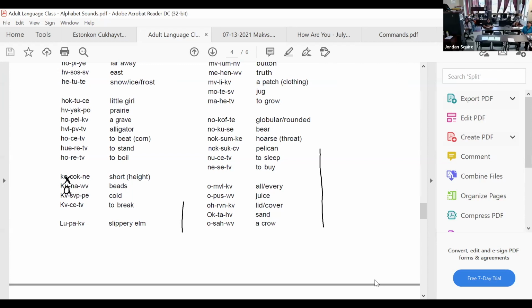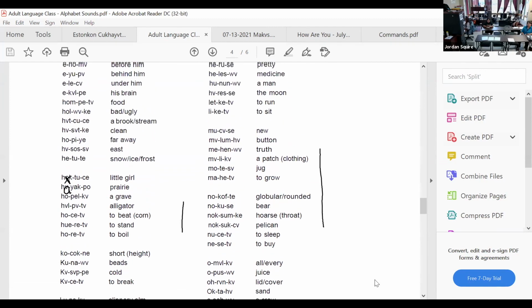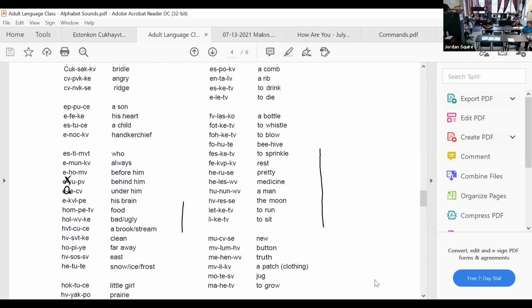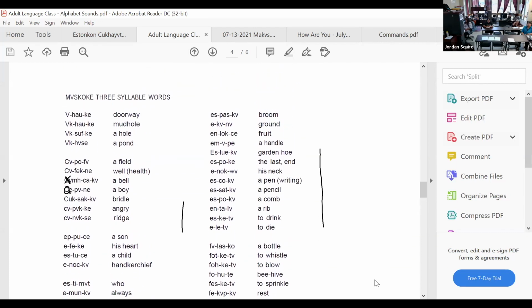Okay. Slippery. Lobaga. Broom. Ispaska. Ground. Fruit. Inlokchi. A handle. Imabi.